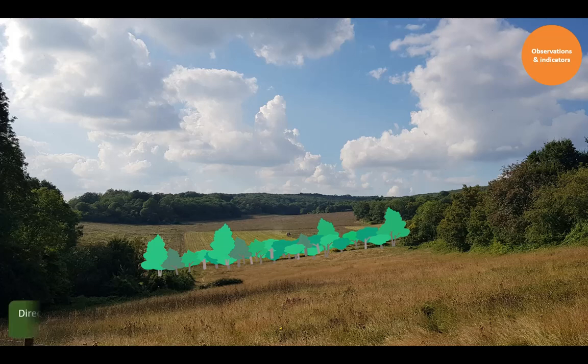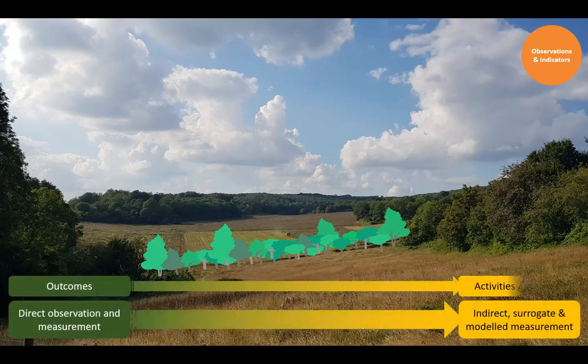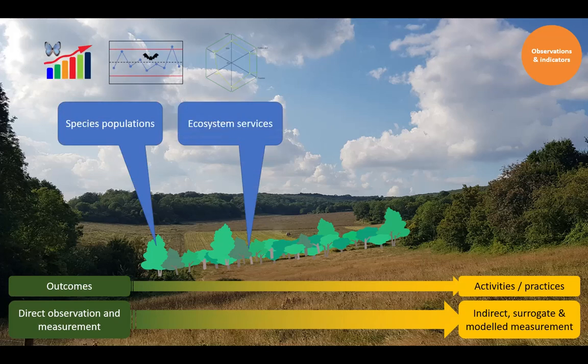What we tend to find is that we've got a whole range of different types of data, ranging from direct observation and measurements through to indirect measurements, surrogate indicators, modeled measurement, and so on, based on the data we can measure. And that tends to roughly correlate with the outcomes that we're trying to measure versus the activities and practices that lead to those outcomes. So ideally, we want to be measuring the species populations or measuring actual outcomes in terms of ecosystem services. But it's not always practical to do that, or it may take a long time sometimes before species respond to certain changes in the landscape.